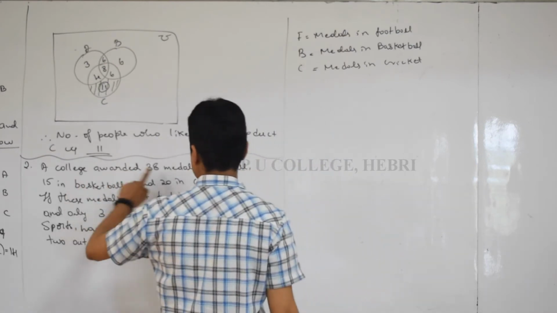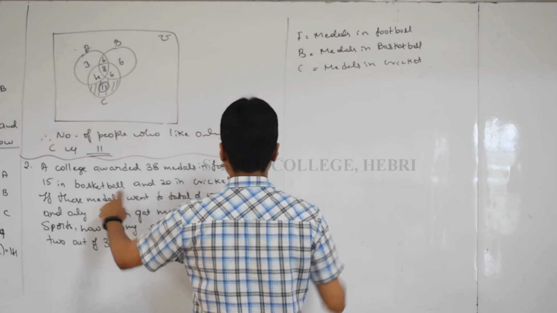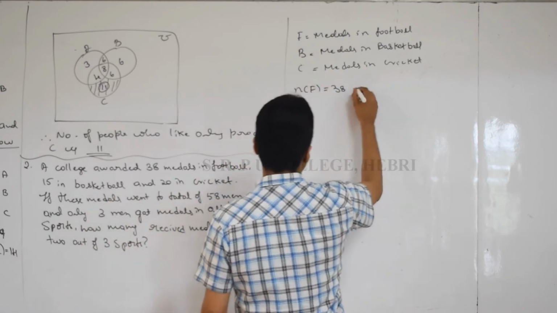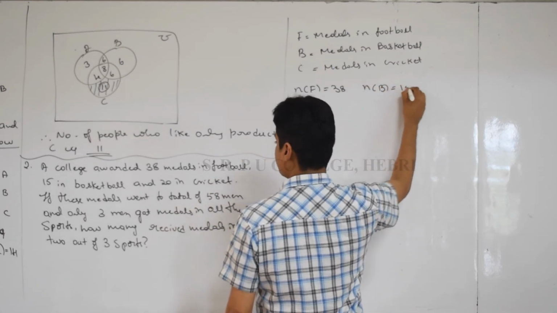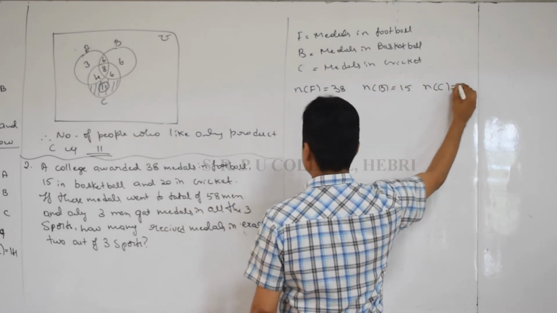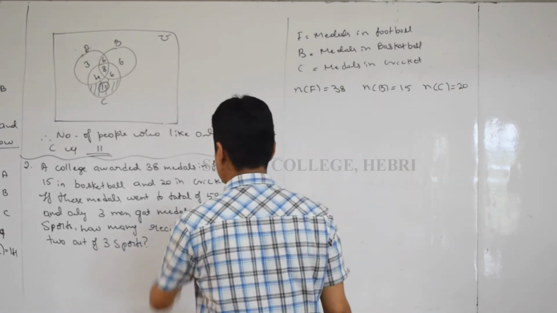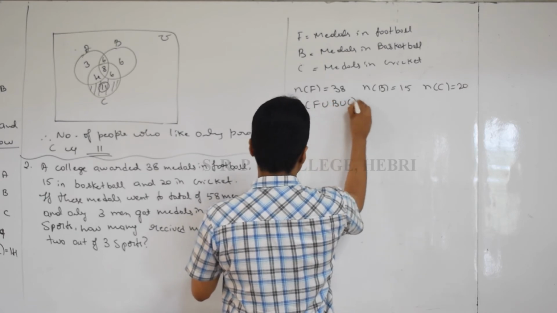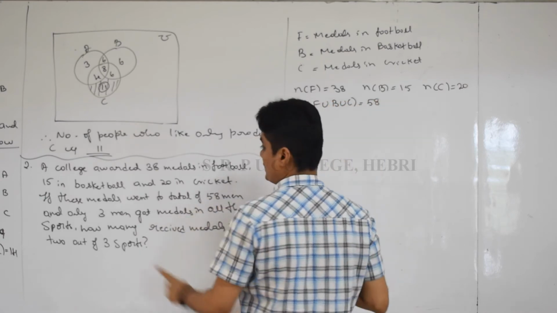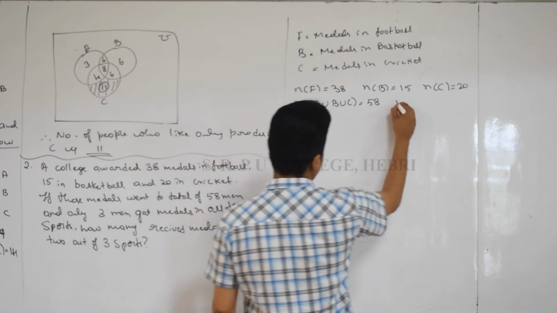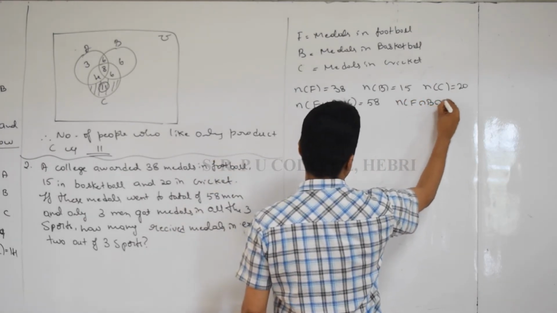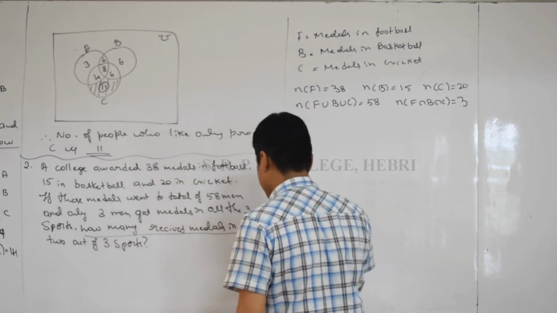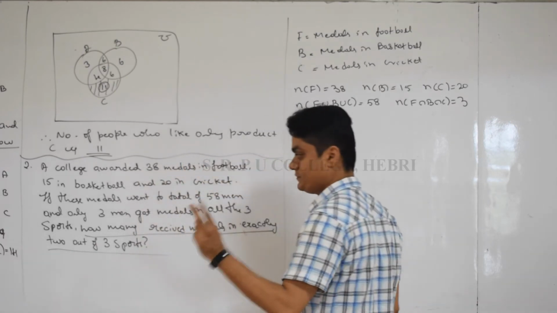A college awarded 38 medals in football, 15 in basketball, 20 in cricket. So n of F is 38, n of B is 15, n of C is 20. If these medals went to a total of 58 men, that is n of F union B union C is equal to 58. Only 3 men got all the 3 medals, so n of F intersection B intersection C is equal to 3. Read the question carefully: how many received medals in 2 out of 3 sports?